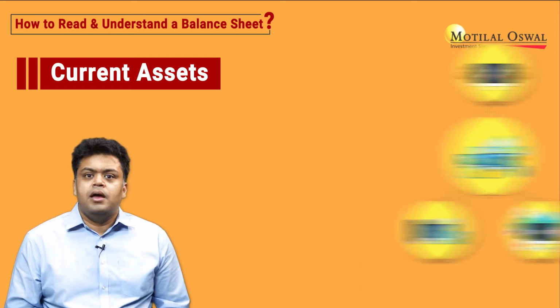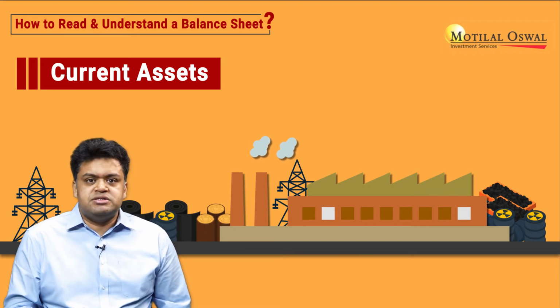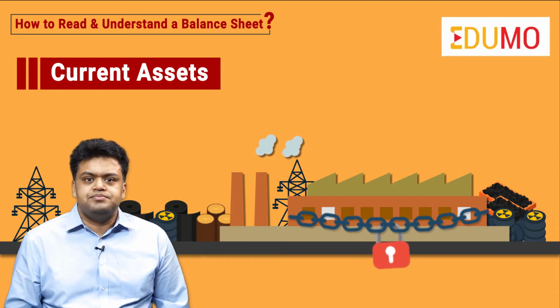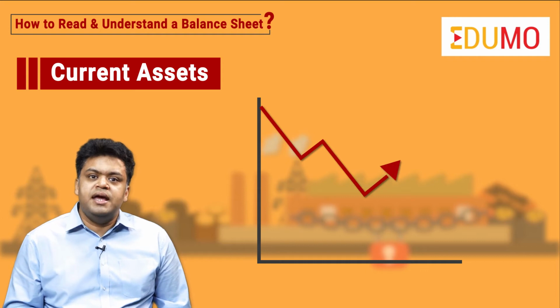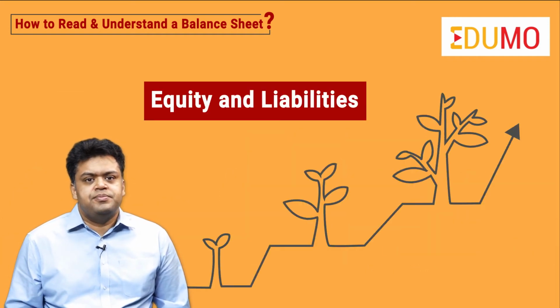none. Any continuous increase in current assets like inventory or trade receivables of a company points to weakness in the efficient working of the company, as it leads to tying down of the working capital without earning any revenue on it. Next is equity and liabilities.